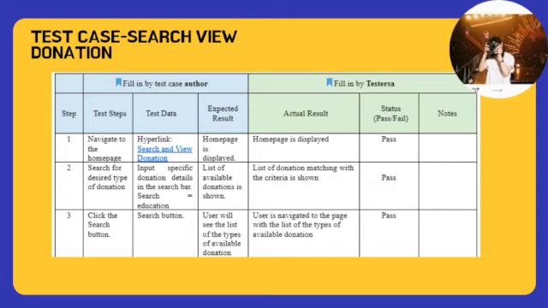So it's passed. The next step is to click the search button. The user needs to click the search button. The expected result is that the user will see the list of types of available donations. The user is navigated to the page with the list of types of available donations. So it's considered as passed.